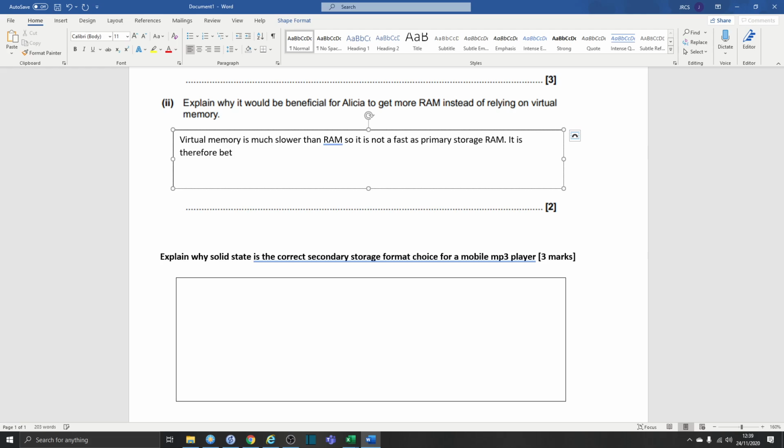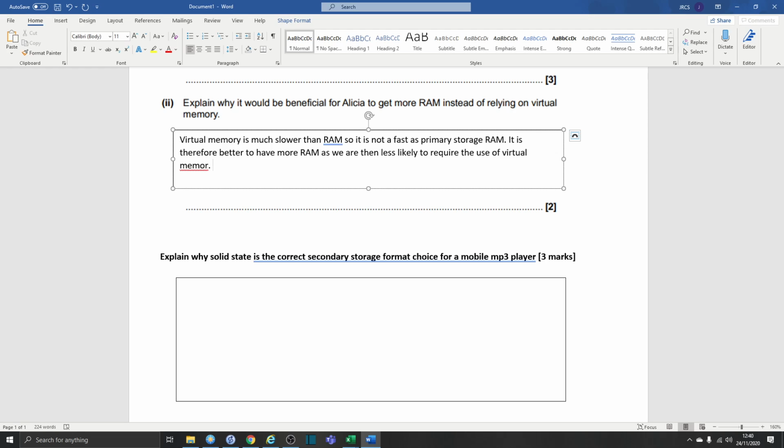It is therefore better to have more RAM, as we are then less likely to require the use of virtual memory. So I've said why it's better to have more RAM, as we are then less likely to use virtual memory.